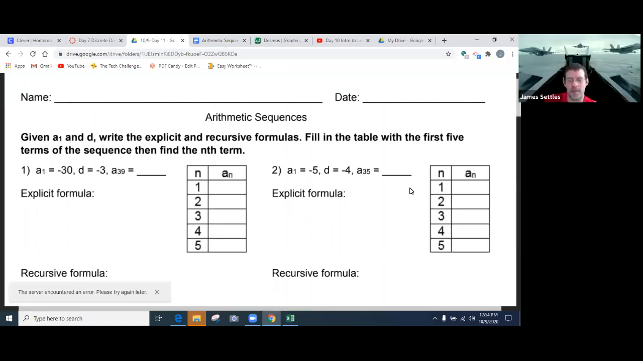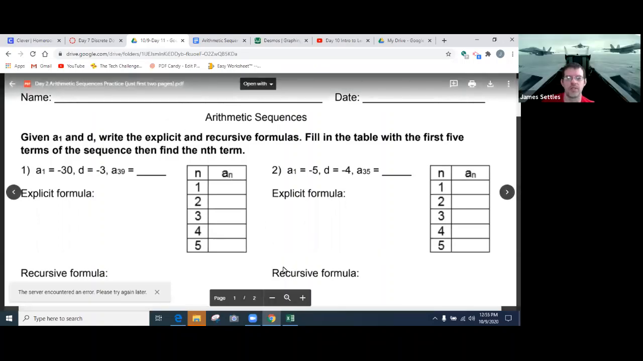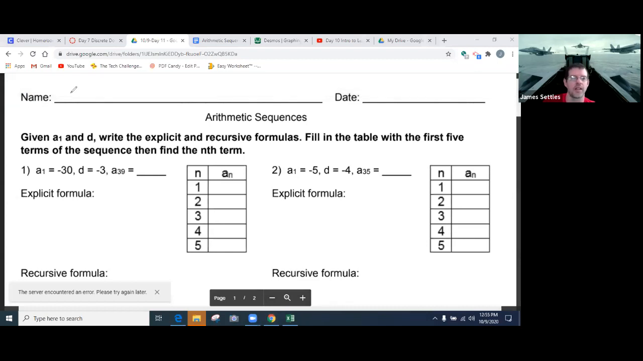All right, so at the top of your paper, I do want you to write down our explicit formula. If you missed yesterday, then this right here is going to look like Chinese to you. So A sub n equals A1, plus the difference, and then n minus 1. So that was our explicit formula.